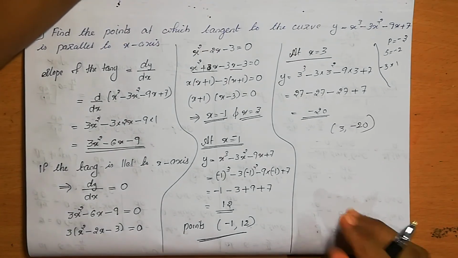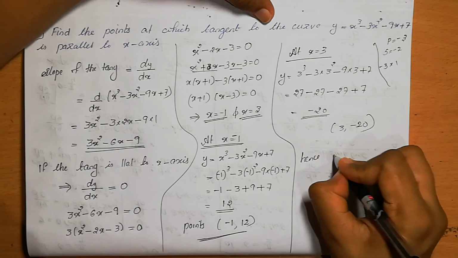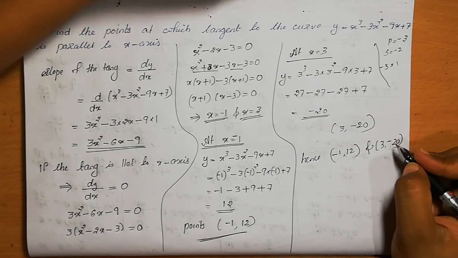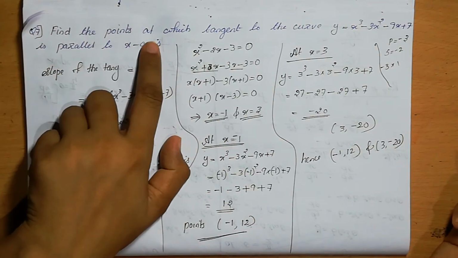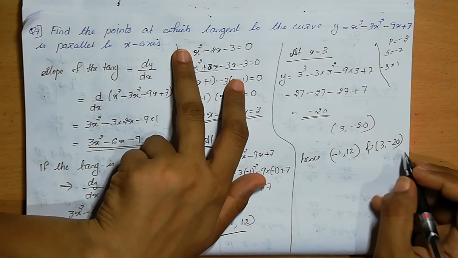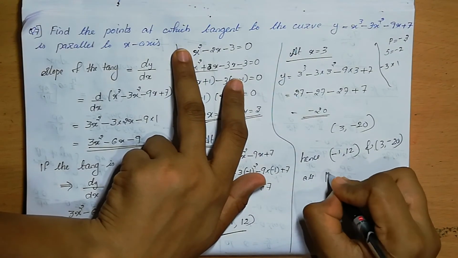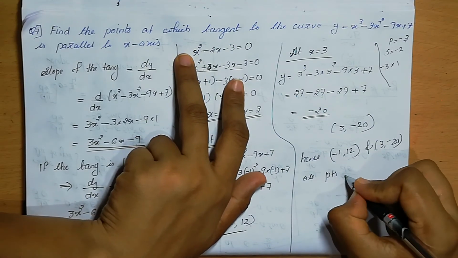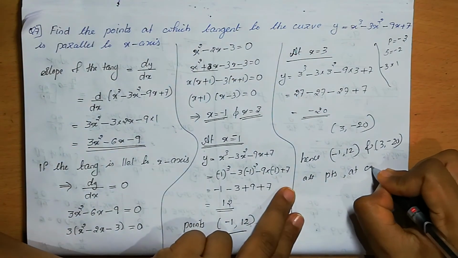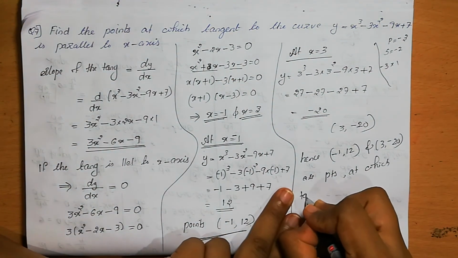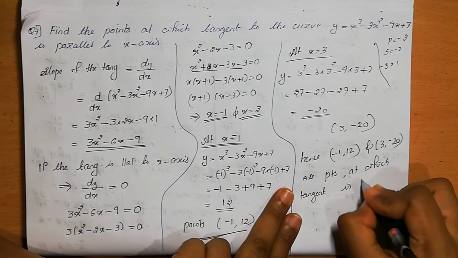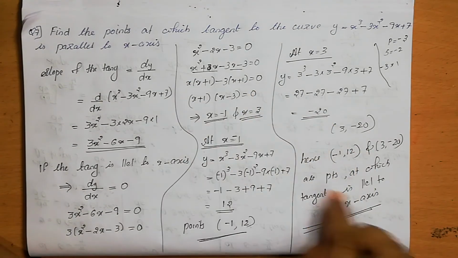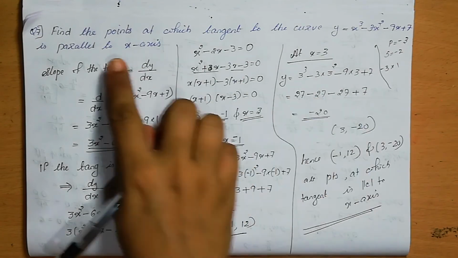So what we can conclude? Hence the points are minus 1 comma 12 and 3 comma minus 20. These are the points at which tangent to the curve is parallel to x-axis. This full statement you need to write: the points at which tangent to the curve y equal to this one is parallel to x-axis.